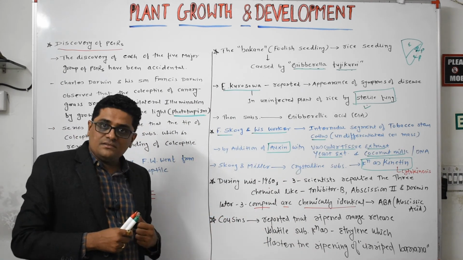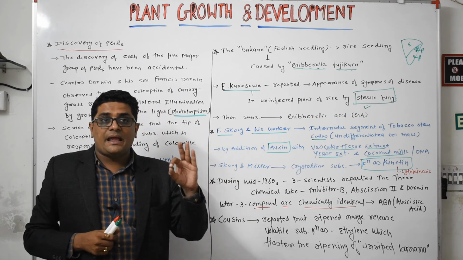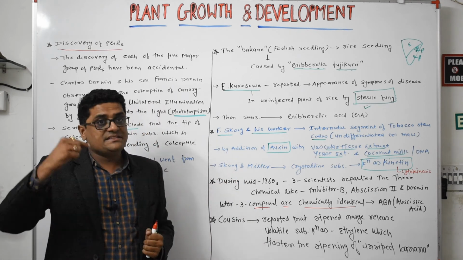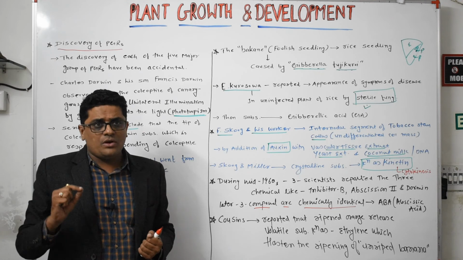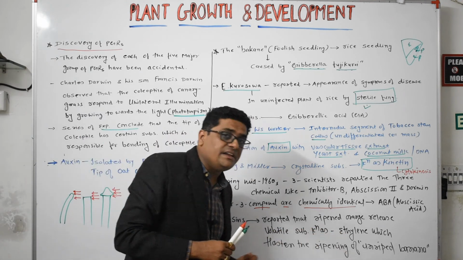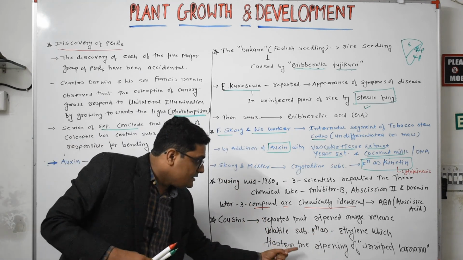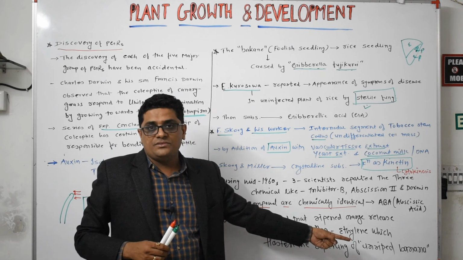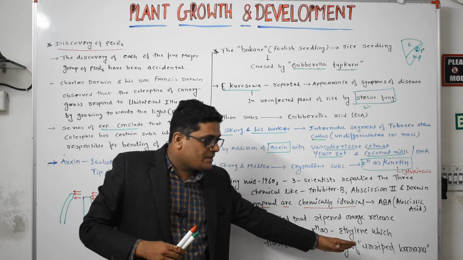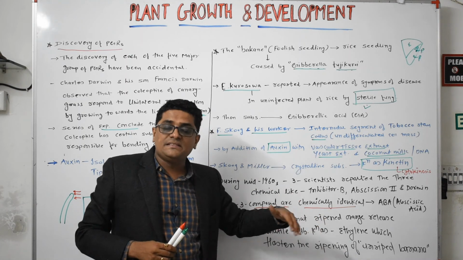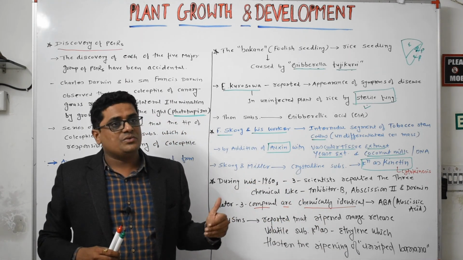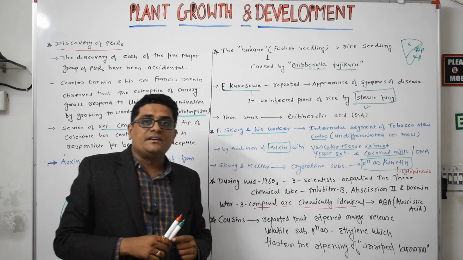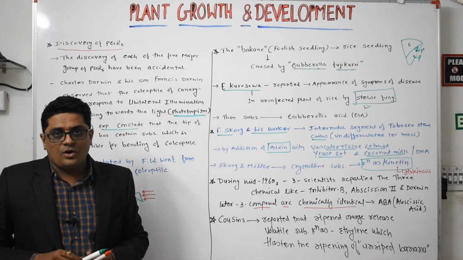Then Cousins reported that the ripened orange released a volatile substance, and this volatile substance is known as ethylene, which hastens the ripening of the unripe banana. So ripened fruit releases some volatile chemical, known as ethylene, and ethylene is the gaseous form of the hormone.